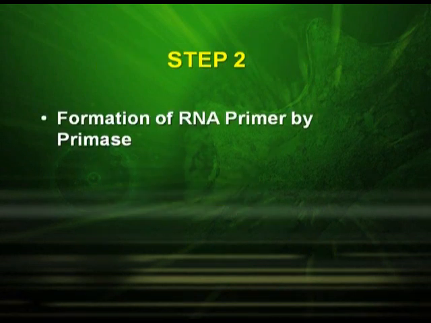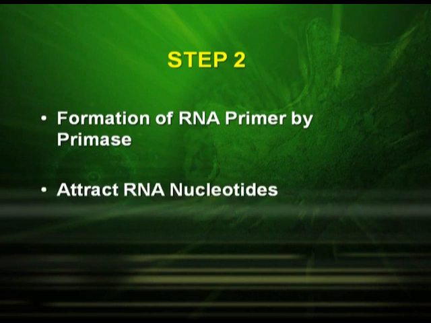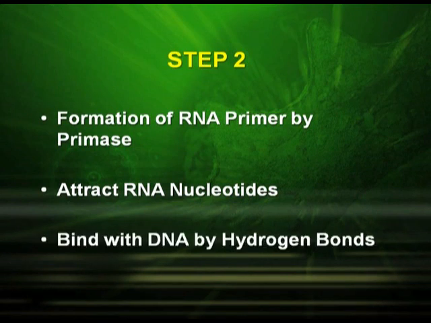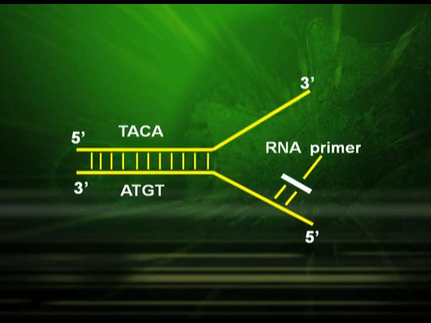In step 2, this includes the formation of RNA primer by the enzyme primase. Now, the primase enzyme attracts RNA nucleotides. These bind with DNA by hydrogen bonds. Now, look into the picture where the RNA primer is formed with the help of the primase enzyme. This primer is made of RNA nucleotides, which is based on the DNA strands, which is shown in green color.